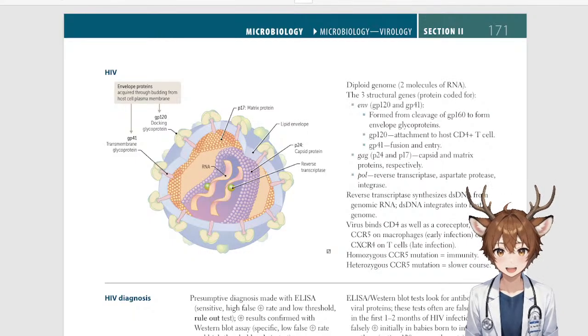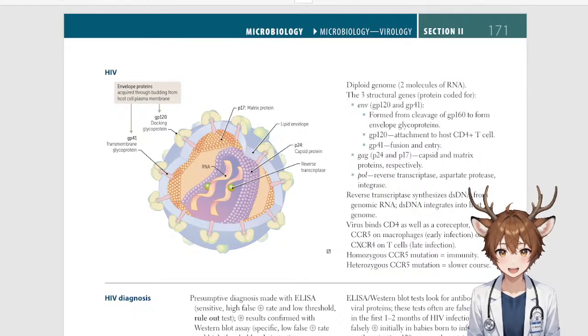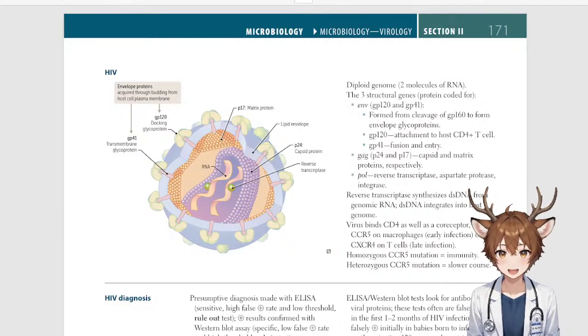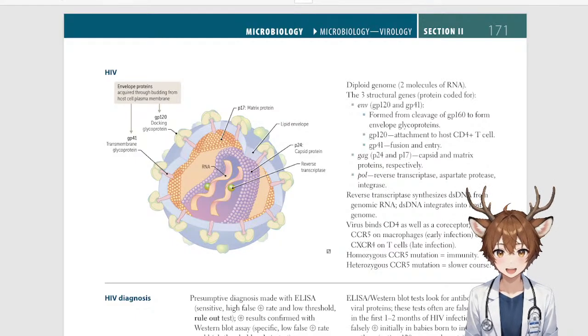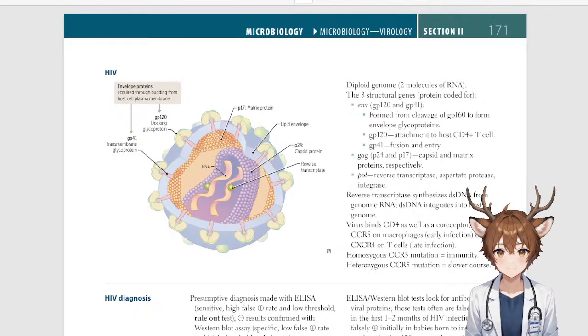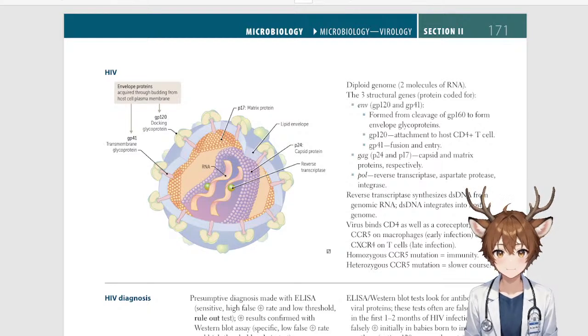Double-stranded DNA integrates into the host genome. Virus binds to the CD4 as well as the co-receptor, either CCR5 on macrophages, early infection, or the CXCR4 on T cells in late infection. Remember, macrophages early on at CCR5, and then late-stage CXCR4 on T cells. Homozygous CCR5 mutation leads to immunity. Heterozygous CCR5 mutation leads to slow course.